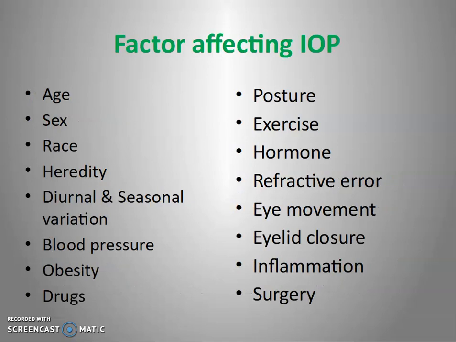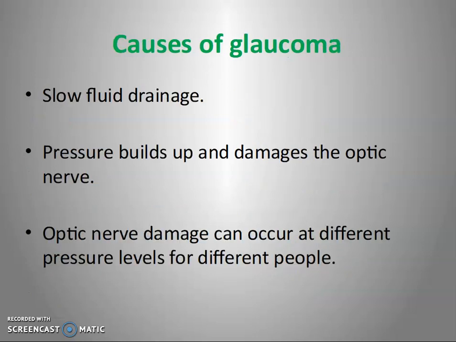There are various factors that are affecting intraocular pressure, so you can pause the video and dictate that. Next, the causes of glaucoma. The produced aqueous humor, if it is not being drained properly, can lead to glaucomatous conditions because of optic nerve damage due to the pressure which is exerting on the inner region of the eye.